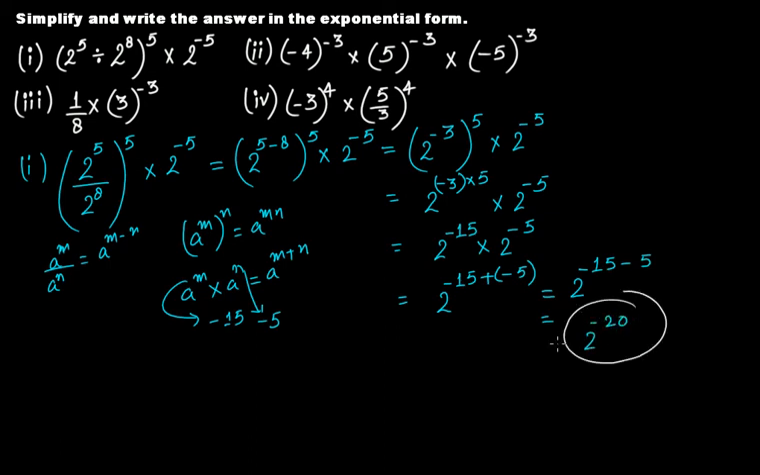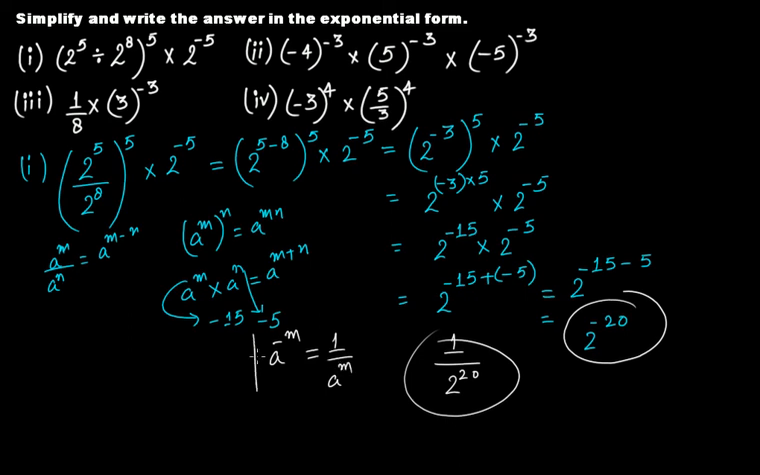Okay, so you can write it like this, or 1 by 2 raised to the power of 20. Why? Because a raised to the power of minus m is equal to 1 by a raised to the power of m. Right? Okay, let's solve the next one.